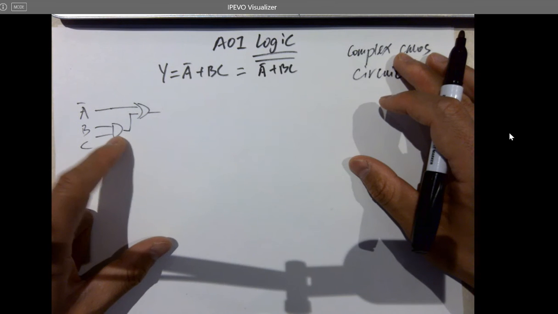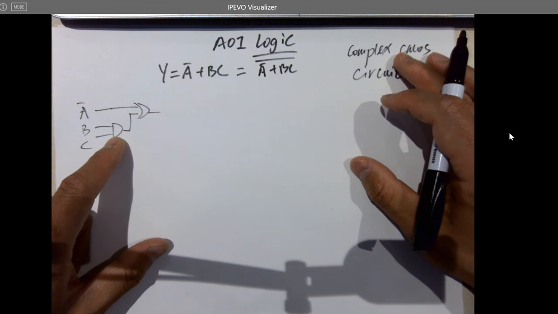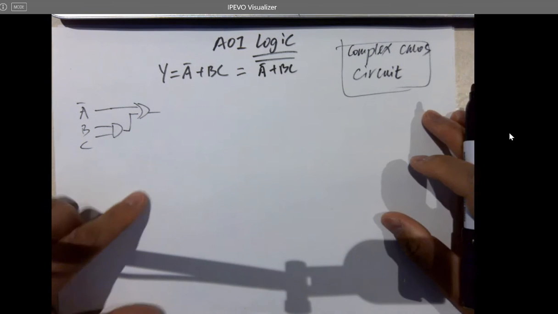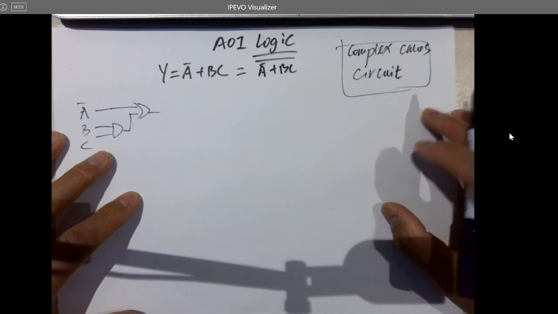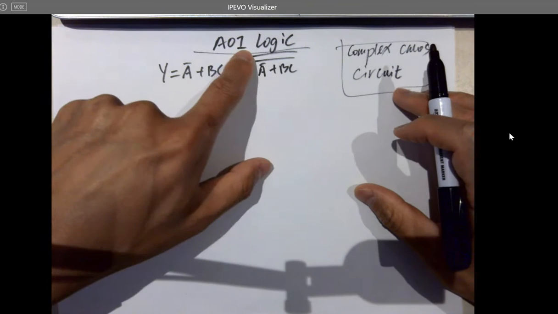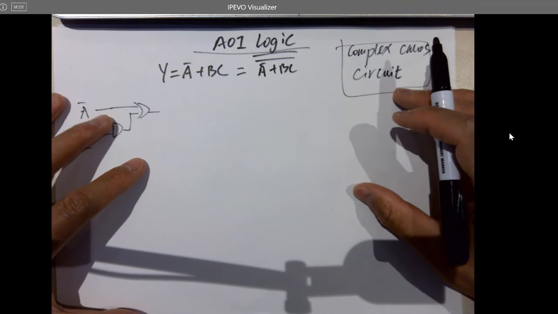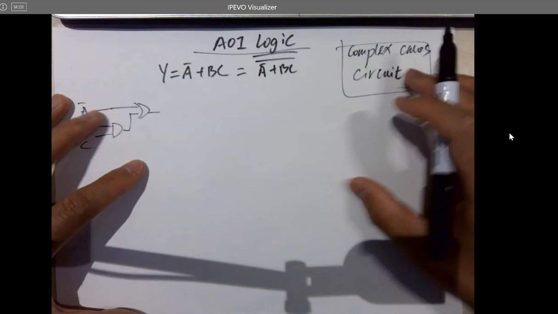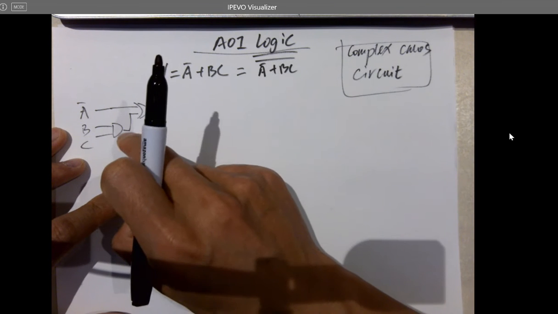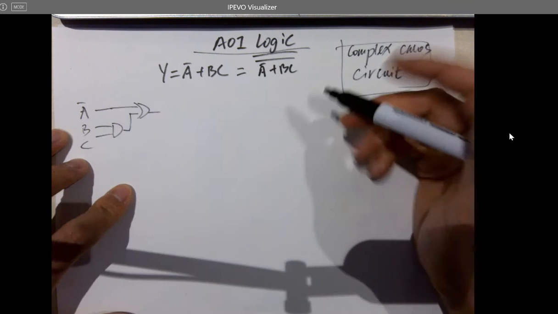The con for this one is it's just taking a lot of space, right? So we want to use a complex CMOS circuit. And how do we get this one? We need this AOI logic. It's an AND-OR-inverter logic, to form a circuit that can do the same job as this one, which takes less space.